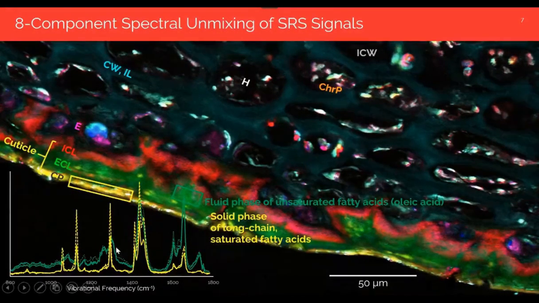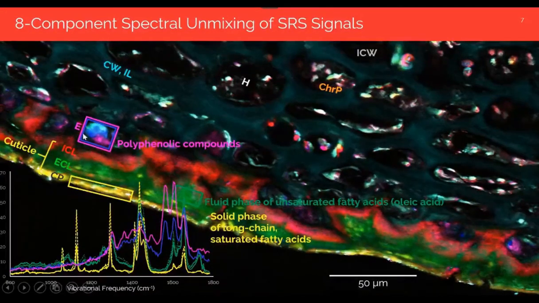Then as you move just a few microns to the inside of the apple, you will find that the spectra become slightly altered. So you can see in green here, some of those spectral features become broadened. New spectral features appear that were not present in the outermost layer. And this analysis then points to a fluid phase of unsaturated fatty acids. For example, oleic acids would have such a spectrum.